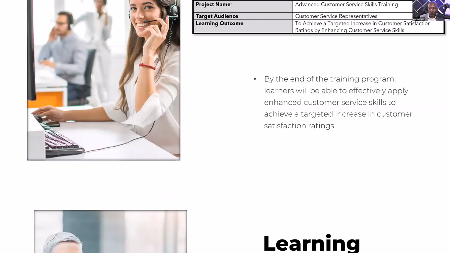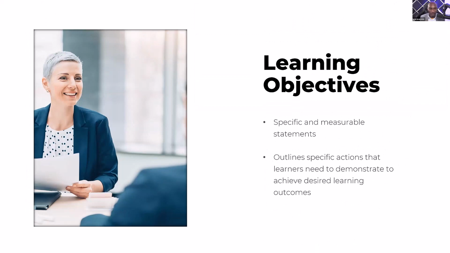Now, if we now move forward and talk about learning objectives, your learning objectives are more specific and measurable statements. They outline the specific actions, behaviors, or tasks that the learner needs to demonstrate in order to achieve the desired learning outcomes.